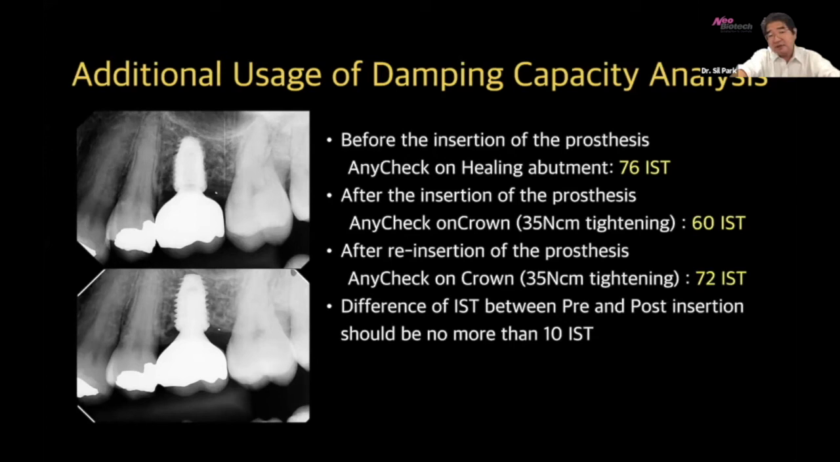So I found a big drop-off from 76 to 60. I asked my resident to take the crown out, check the proximal contact again, and then put the crown back. Then it moved up to 72 IST. This is another good example of how we can use AnyCheck, not only to measure implant stability, but also to measure the proper connection between the implant and the prosthetic component. That's another good way.